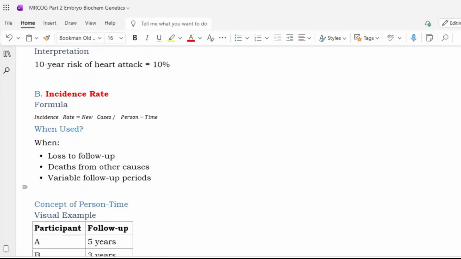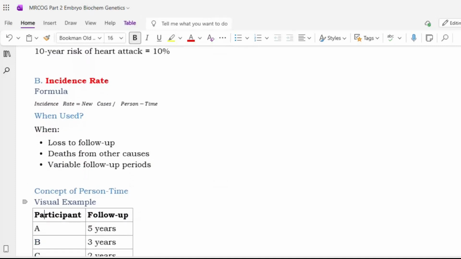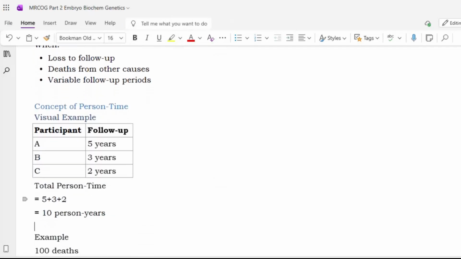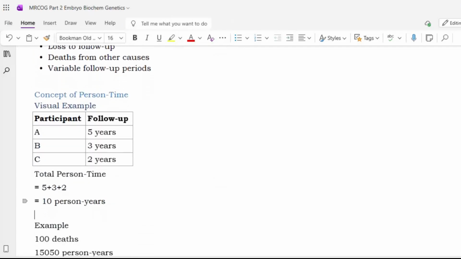So in this particular case, the incidence rate will be useful. Incidence rate uses the concept of person time. That means if participant A is followed for 5 years, participant B for 3 years, and participant C for 2 years, then the total person time will be 5 plus 3 plus 2, that is equal to 10 person years. So this is the person time concept.